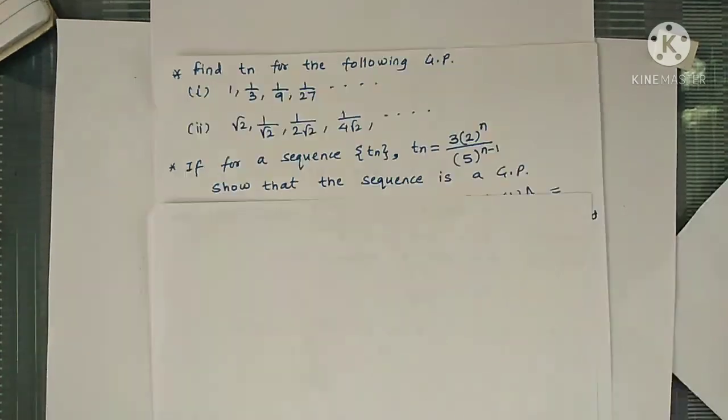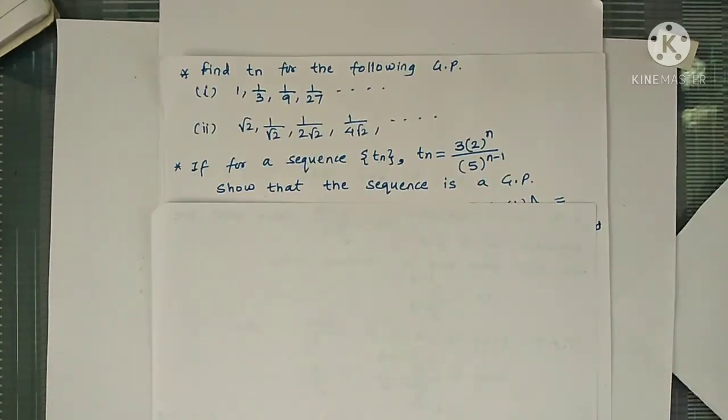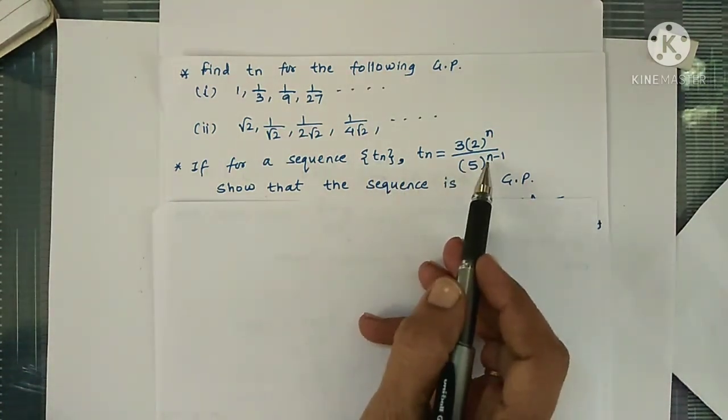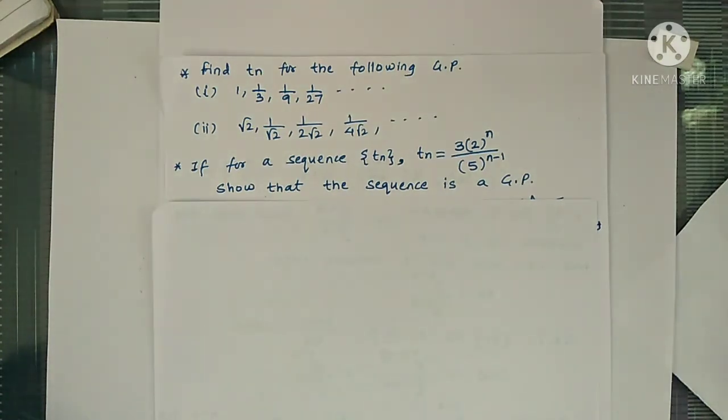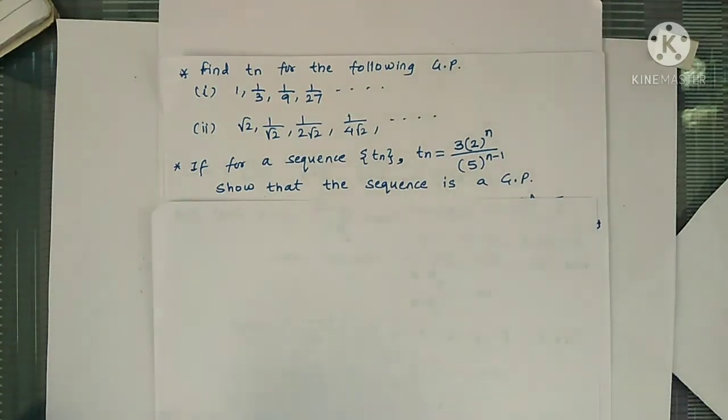Okay. Now this is your today's assignment. Find Tn for the following GPs. So two questions are given. So first of all, find ratio R. Write the formula for Tn. Substitute value of A and R. A is first term. In the second question, a sequence Tn is given and nth term is given. Show that the sequence is GP. So we have solved a question like this in the video. So using that procedure, you can solve this question.